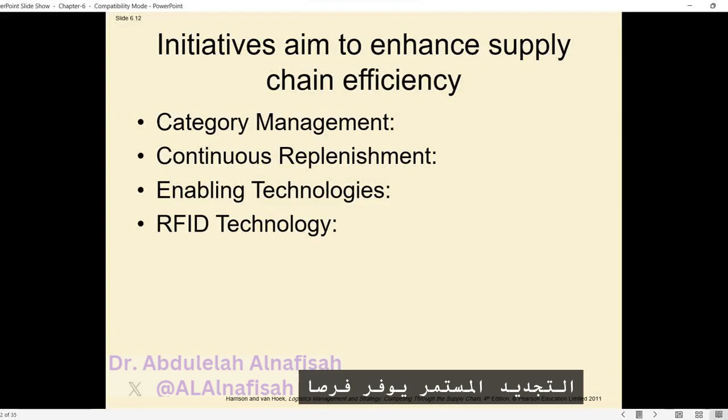Continuous replenishment provides opportunities for efficient inventory management.